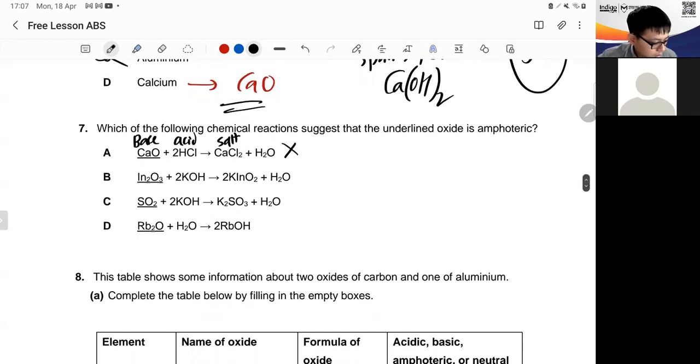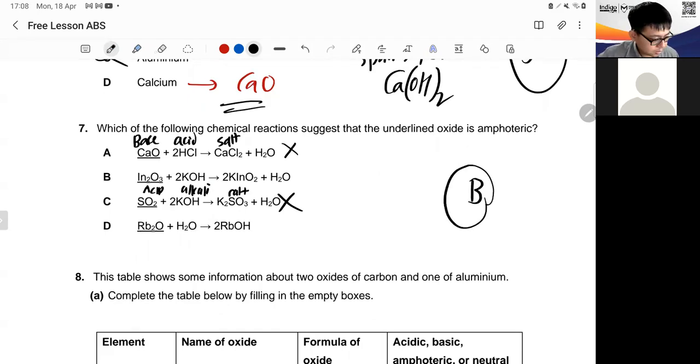C is acid plus alkali gives you salt and water. SO2 is a non-metal oxide, so it tends to be acidic. Is it behaving like an acid? Is it doing its job as an acid as expected? Yes. So that's not my answer either, because SO2 is behaving like SO2 should. Non-metal oxide, acidic. What about B? B is actually my answer.